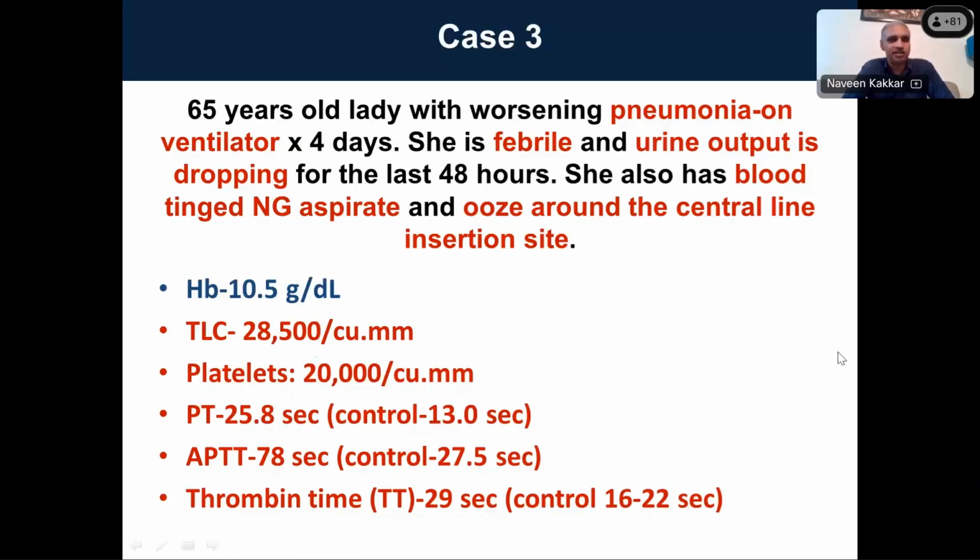What's the full form of DIC? Anybody? The full form of DIC, anybody? Disseminated intravascular coagulation. But what is happening to our patient? Is she coagulating or is she bleeding? So she's bleeding. So how do you explain that?